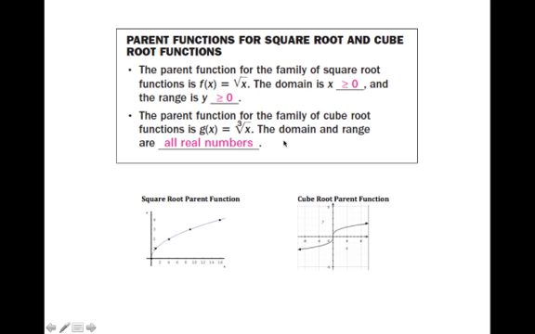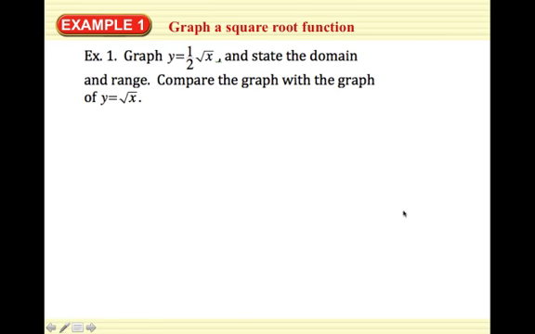The parent function for the family of cube root functions is g of x equals the cube root of x. The domain and range are all real numbers because the cube root of a negative number is just a negative number, so that's not a problem. Critical values here are that the cube root of negative 8 is negative 2, the cube root of negative 1 is negative 1, cube root of 0 is 0, cube root of 1 is 1, cube root of 8 is 2.